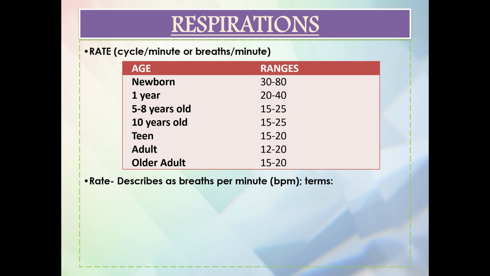Now, this is the rate. The unit we use for counting the pulse rate is beats per minute. Either heart rate or pulse rate, we document it that way. For example, if we got 80, the unit is 80 beats per minute, BPM. BPM means beats per minute.